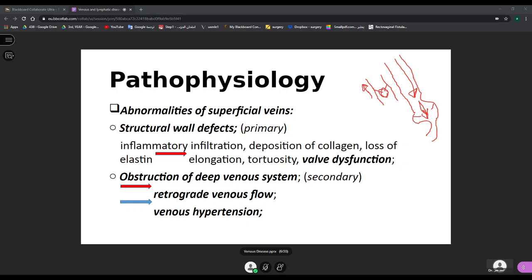The other, this is actually for primary. For the secondary, as I have mentioned, this is secondary to something, and usually secondary to obstruction of the deep venous system. So if the blood is not able to flow up to the heart, then the blood will stagnate here, and this will create a back pressure. This back pressure will be transmitted to the superficial system, resulting in dilatation, tortuosity, and varicosities of this superficial system.